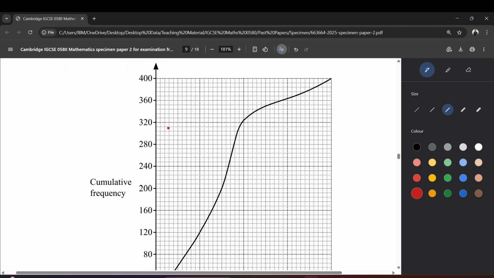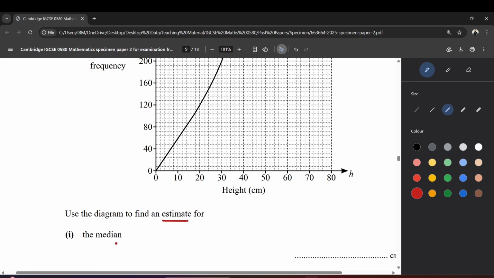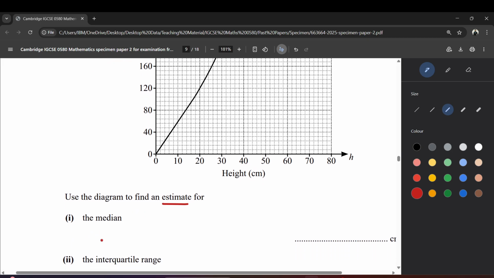So we have 400 plants. Use the diagram to find an estimate for the median. Now, in order to find the median from a cumulative frequency diagram, first we need to find the position of the median, that is, the median occurs at which value. For that purpose, the formula that we use is n upon 2, right? So n is 400 divided by 2, that will be 200.